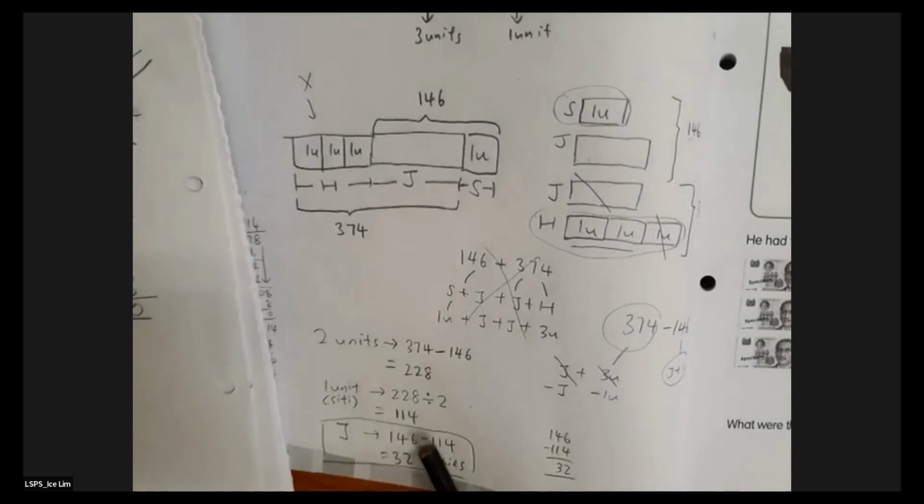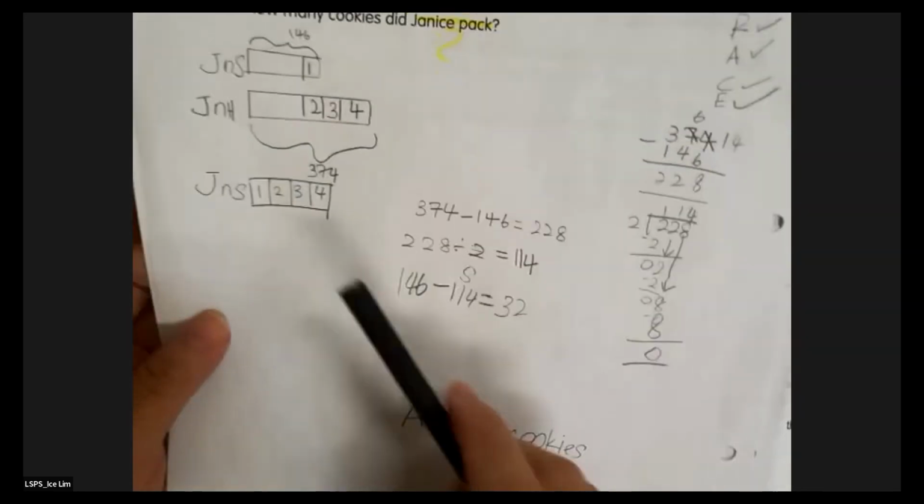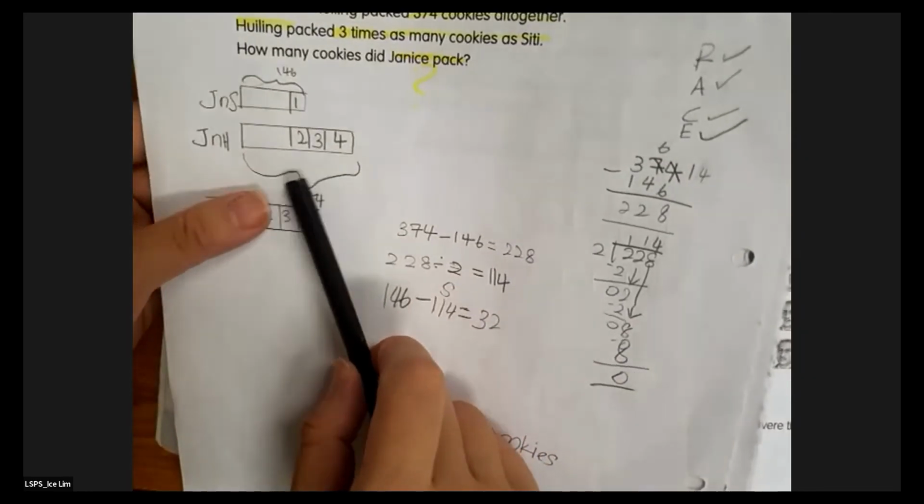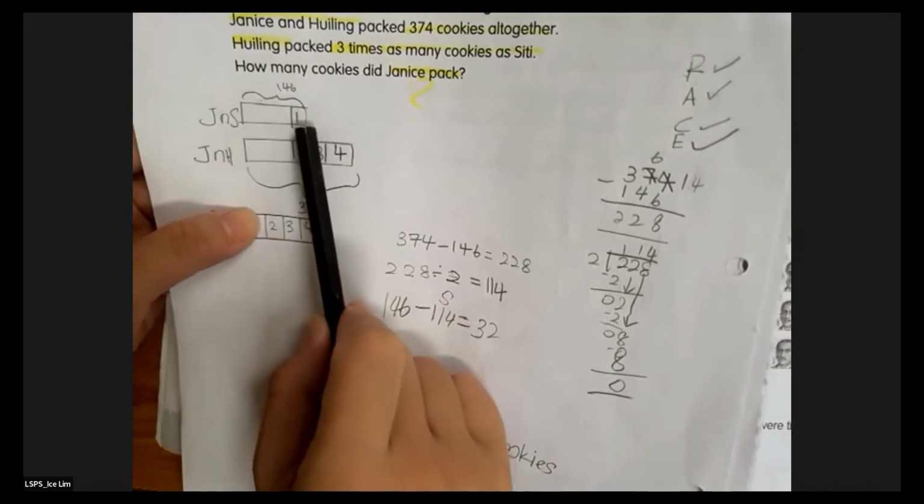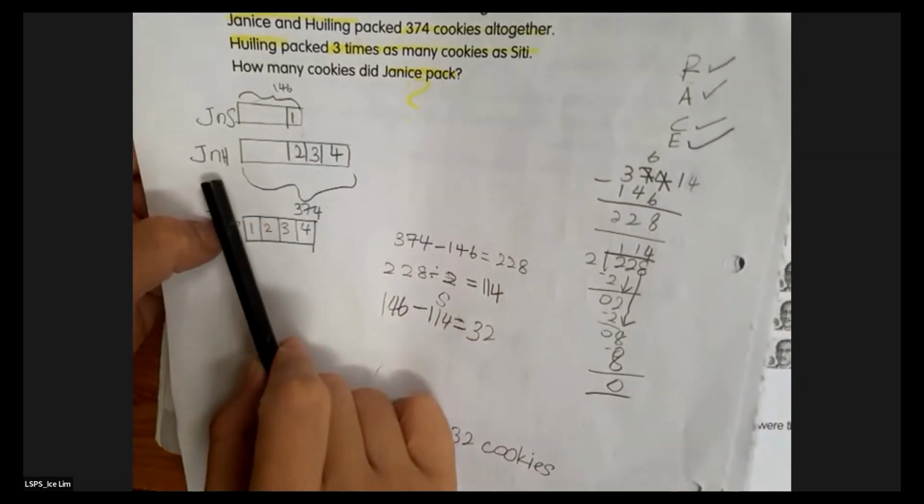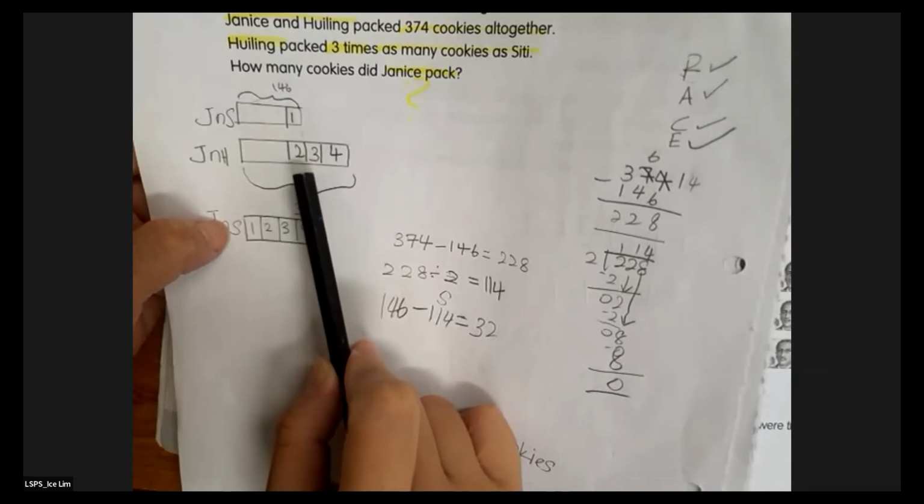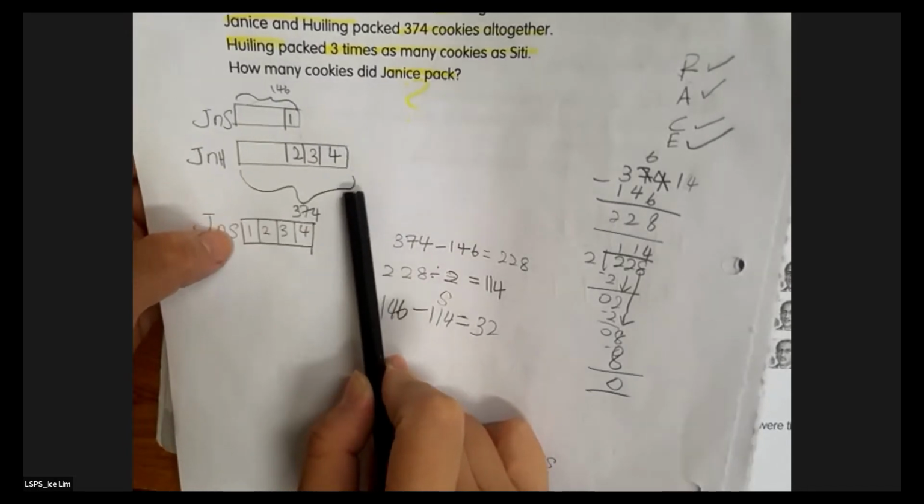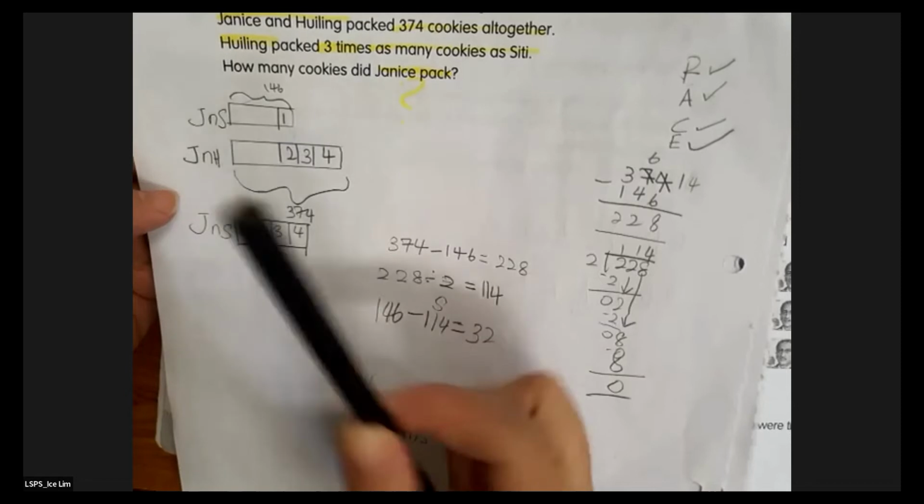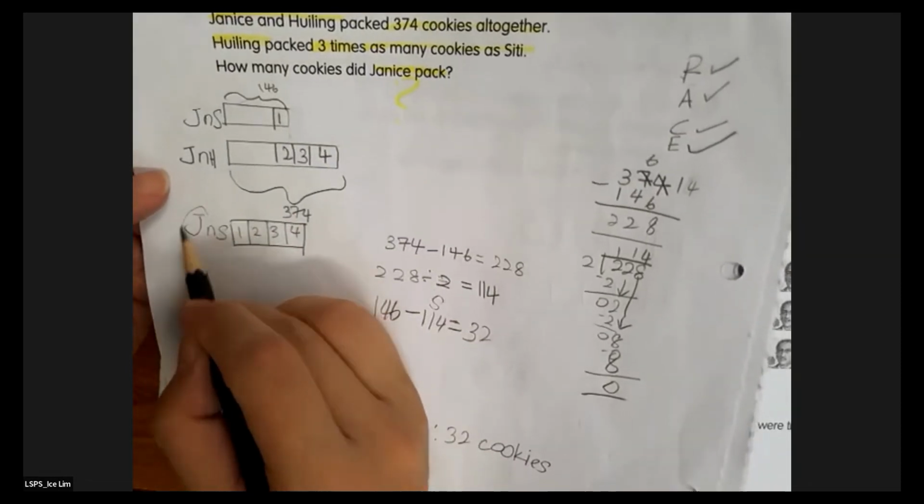Okay, so here did similarly, actually the steps are the same, but the model is slightly different. So it shows Janice and City 1 unit, Janice and Hui Ling, 2, 3, 4. So he used the idea that, I think you mean Hui Ling and Siti, right? Okay, this is Hui Ling.